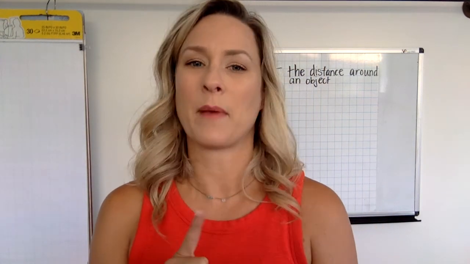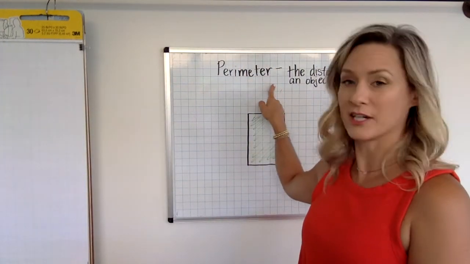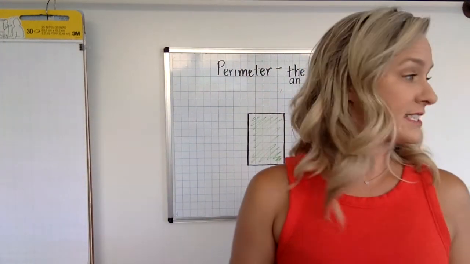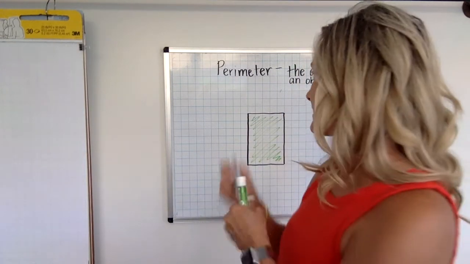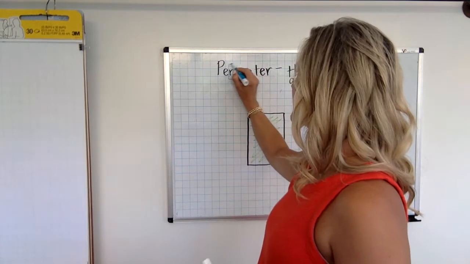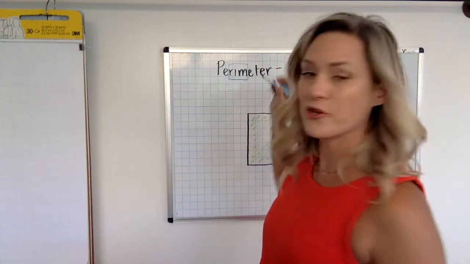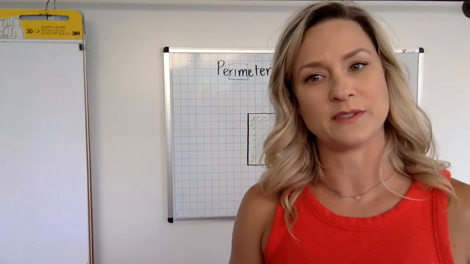Now, kids all the time get area and perimeter mixed up. So let's think about this. The word perimeter is written right here. You might notice that there is the little word rim inside of this word. See that? So I want you to imagine something that has a rim that you know about.